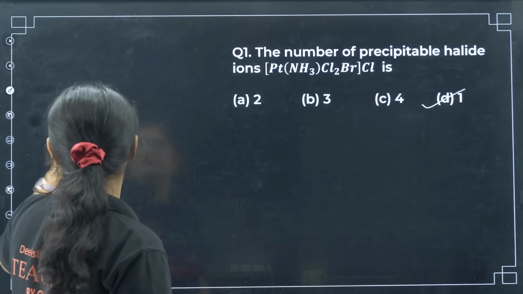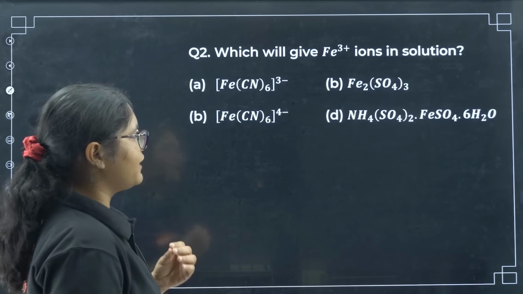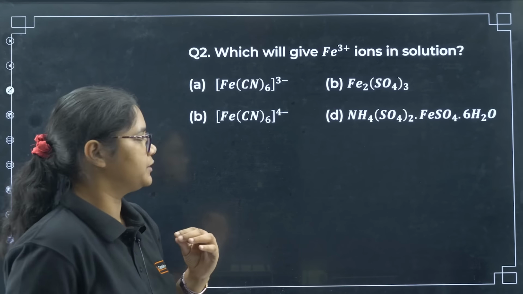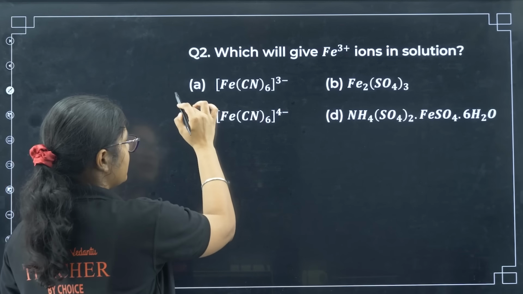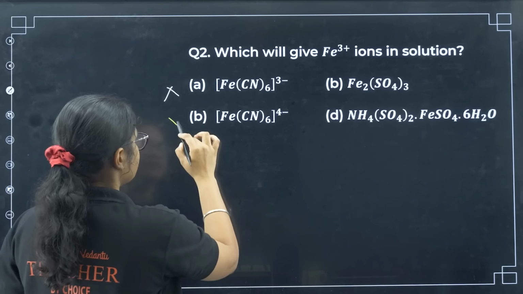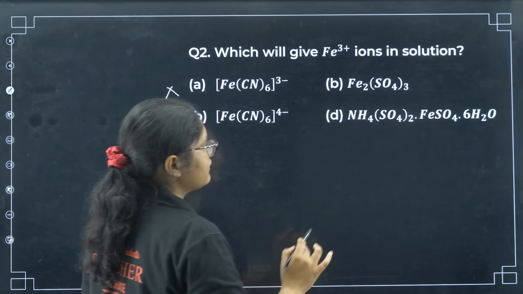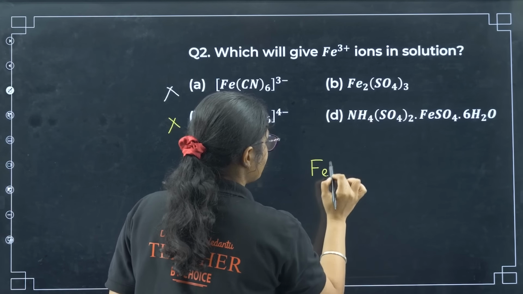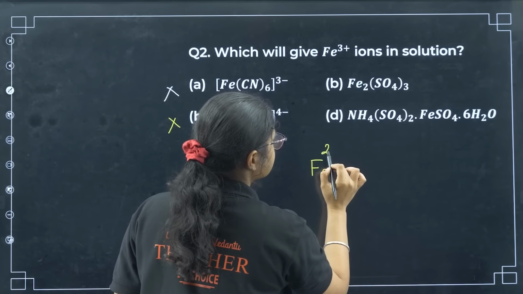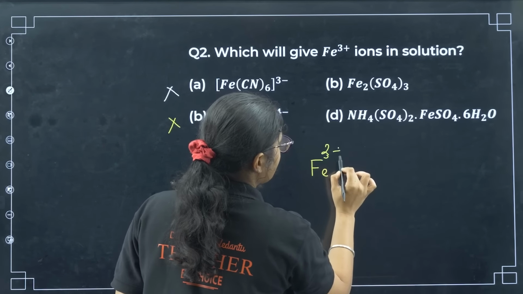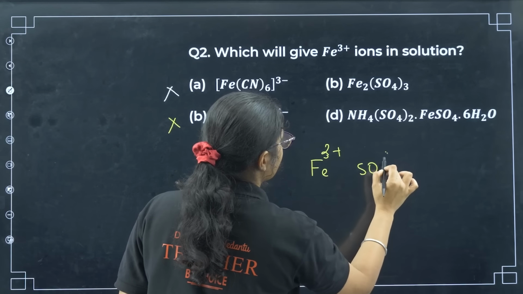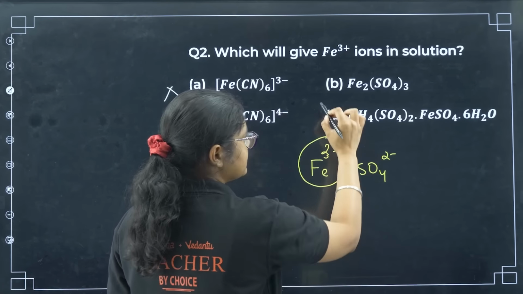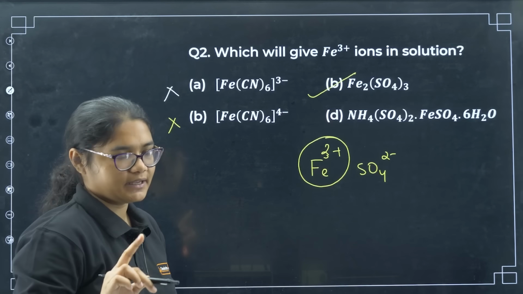Moving to question number 2: which will give Fe3+ ion in the solution? Here Fe is inside the complex, so this one will not give it. Here too, Fe is inside the complex, so this one will not give it. But if you see Fe2(SO4)3, it is formed like this, Fe3+ and SO4 2-. So yes, Fe3+ ions can be produced here. Option B is the answer.